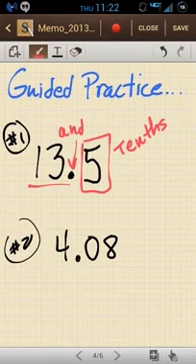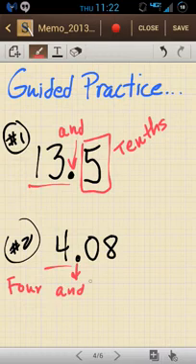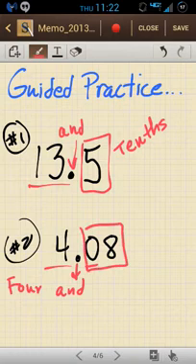Let's take a look at number 2. Here we have the whole number 4. So that's just regular 4. And then we have "and" for the decimal point. And then here, this is tricky because there's a 0 in the tenths place. So we would say this number like we would normally if it was a whole number. So 08 would just be called 8. And then we say the place value of the last digit in the decimal number. So we say 4 and 8, and the 8 is in the hundredths place. So we would say 4 and 8 hundredths.